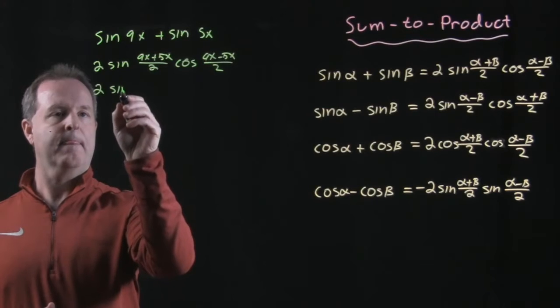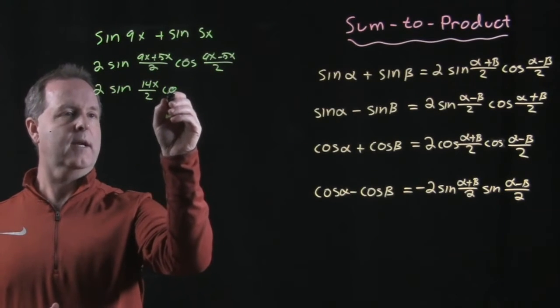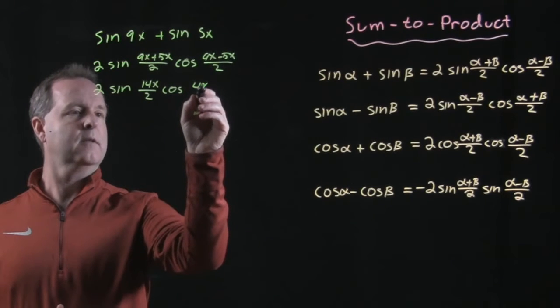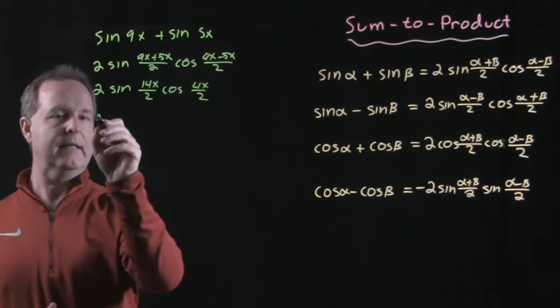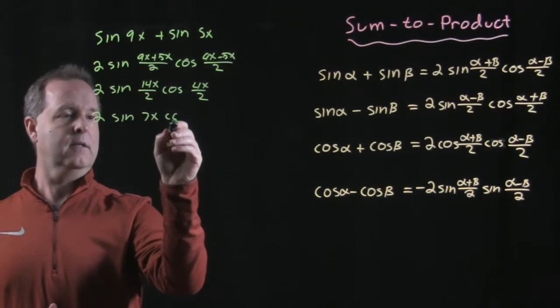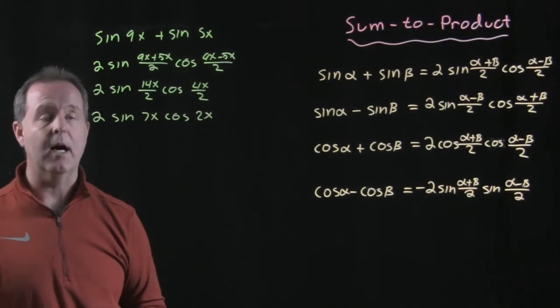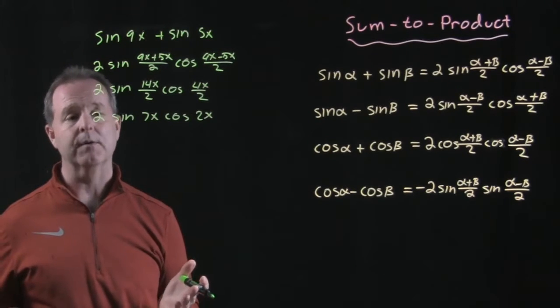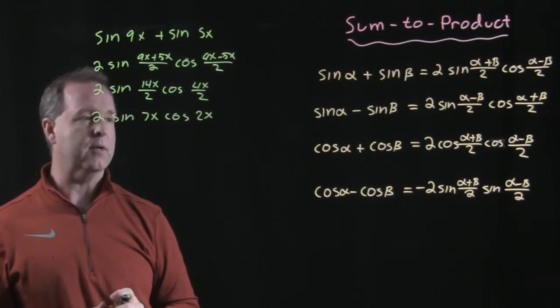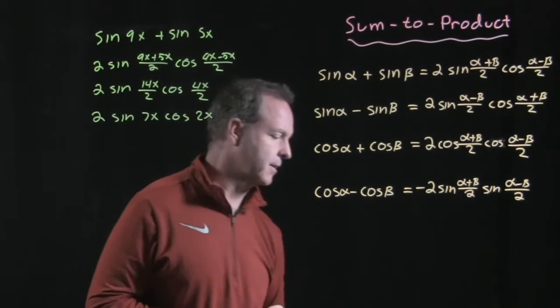Clean that up a little bit: 2, 14x over 2 times the cosine of 4x over 2. And then lastly, 2 sine of 7x cosine of 2x. So we basically took the sum of two sines and converted it into a product of our trigonometric functions.